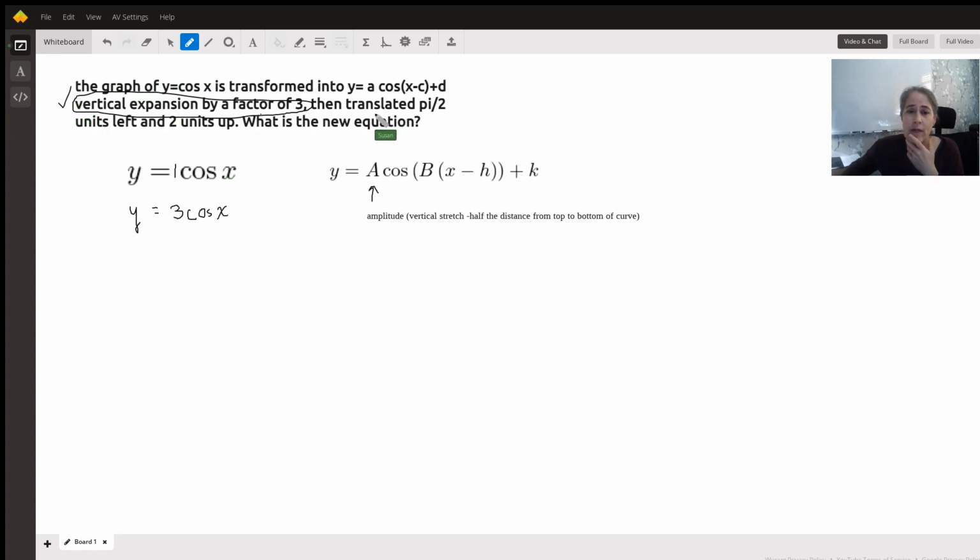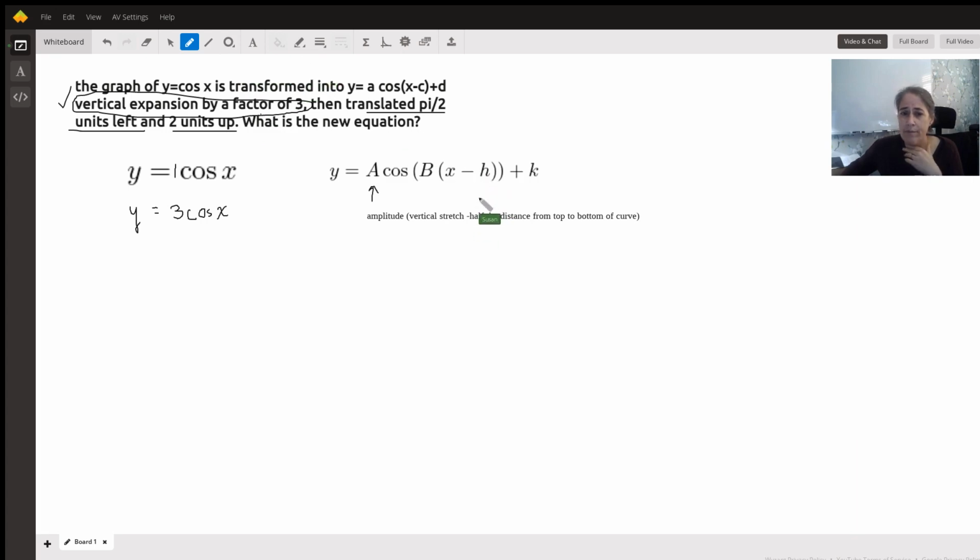And then we're going to translate it left and 2 units up. So there are 2 different shifts going on: a left shift of pi over 2 and a vertical shift of up 2.